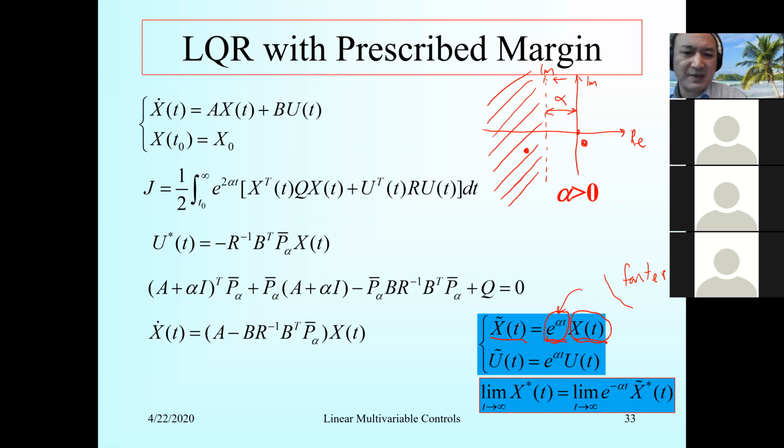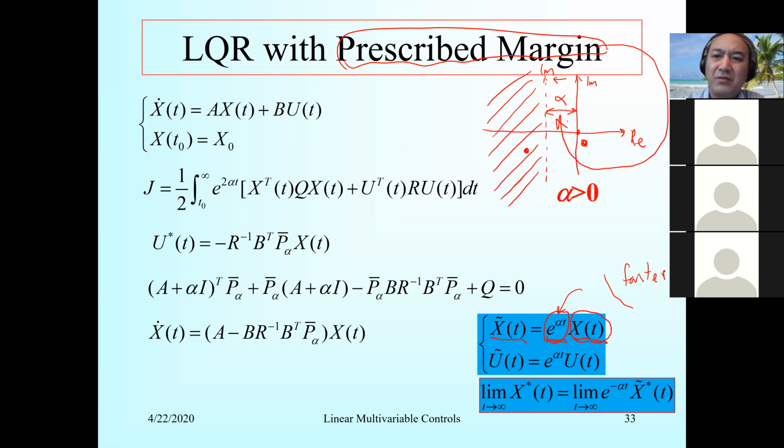Exponentially decaying. So this alpha, the width of alpha, is called the prescribed margin. From a signal point of view, you pre-multiply e to the power of alpha t times x.